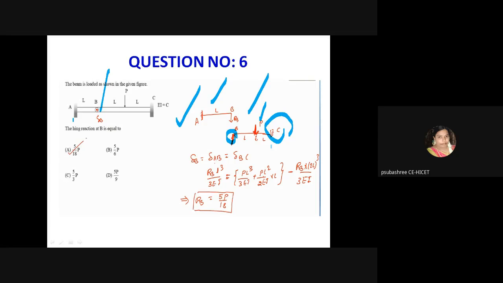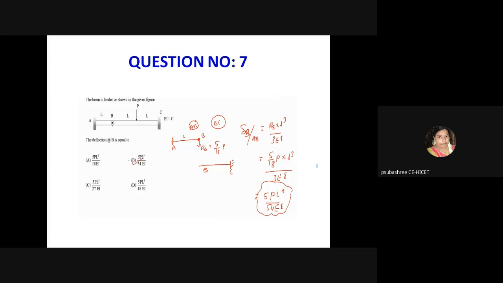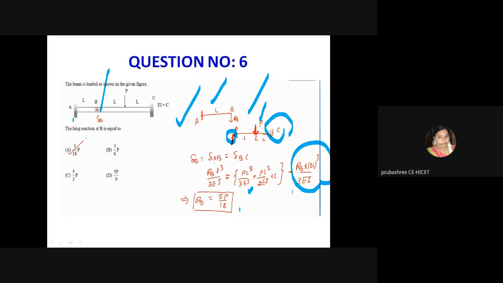BC has the point load P. So what is the formula for deflection BC? PL cube divided by 3EI plus PL square divided by 2EI into L minus this portion. This is the deflection from reaction B for span BC, so RB into 2L cube divided by 3EI. Finally, we will get the reaction at B equal to 5P divided by 18.